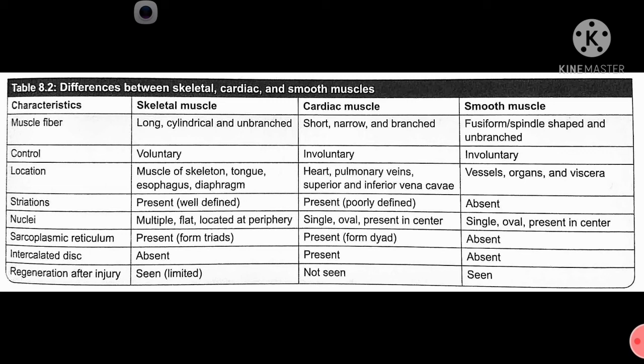The skeletal muscles regenerate after injury, but cardiac muscle does not regenerate, and smooth muscles regenerate after injury. So this is today's lecture about the differences between skeletal muscle, cardiac muscle and smooth muscle.